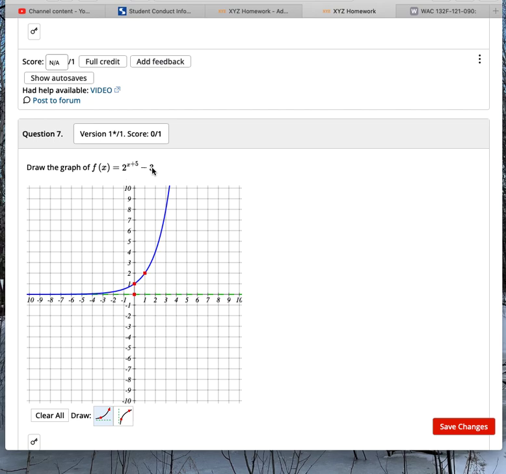So now this means it's going to shift down 3 and then plus 5 would go left 5. So let's go ahead and move these ones left 5. So this would be at negative 5, and this would be at negative 4.